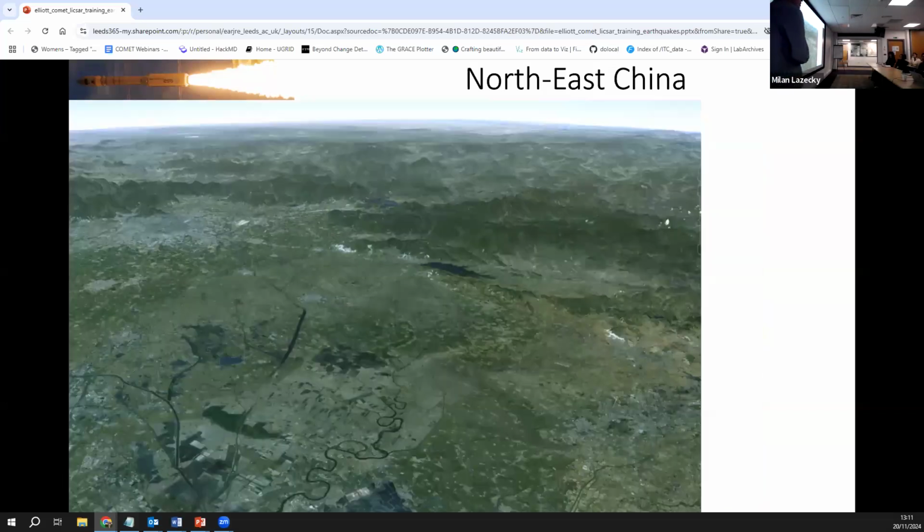So if we then look at where there has been a past earthquake here in northeast China, where the geomorphology is a bit harder to interpret.